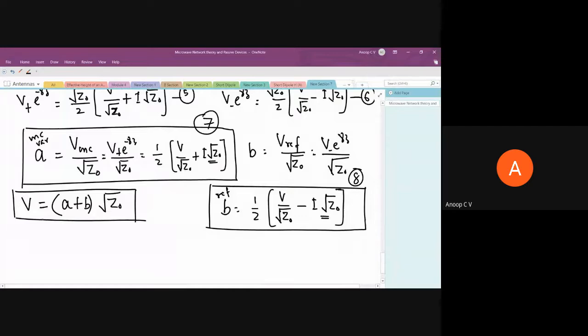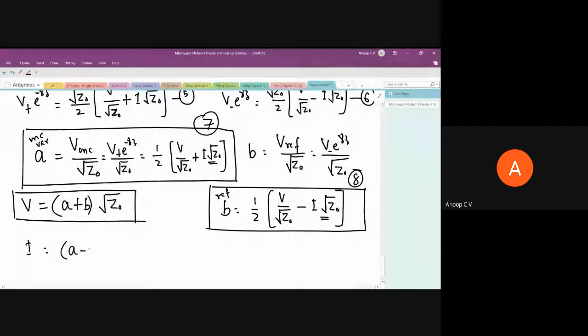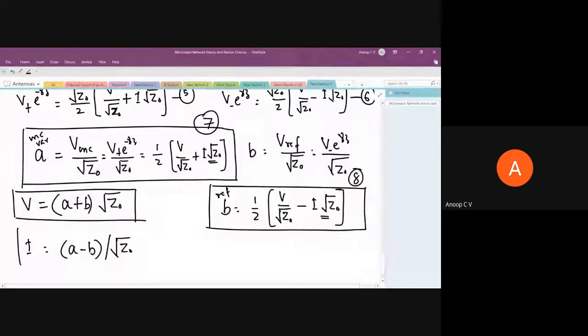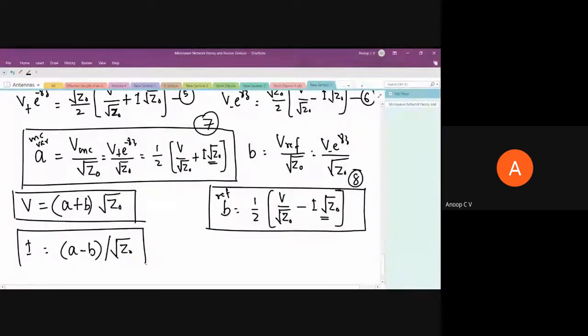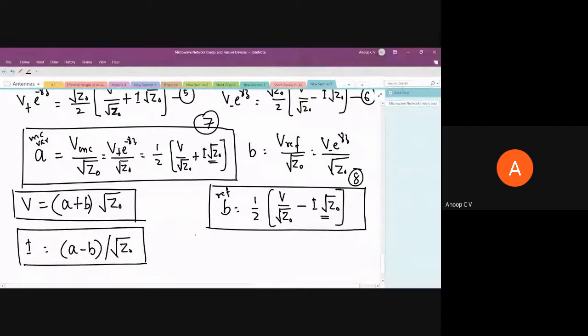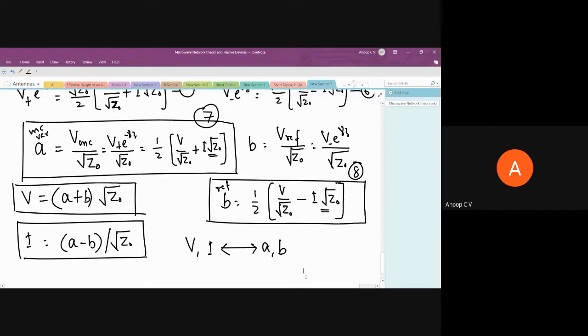Then similarly, I can write I as A minus B divided by root Z naught. So in this conversion, what I have taught you now is that V and I can be represented in terms of A and B, and A and B can be represented in terms of V and I. I started from the very basic thing which you know about transmission line, and from there I developed this. I admit you don't know what actually these A and B are.